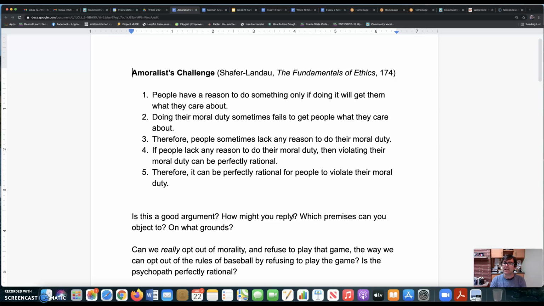But if people lack any reason to do their moral duty, at least sometimes, then violating their moral duty can be perfectly rational. And so we get the conclusion that it can be perfectly rational for people to violate their moral duty. There may be various arguments you can make against acting immorally, but the amoralist would say that it's not irrational to act immorally, because sometimes acting against your moral duty gets you what you want.